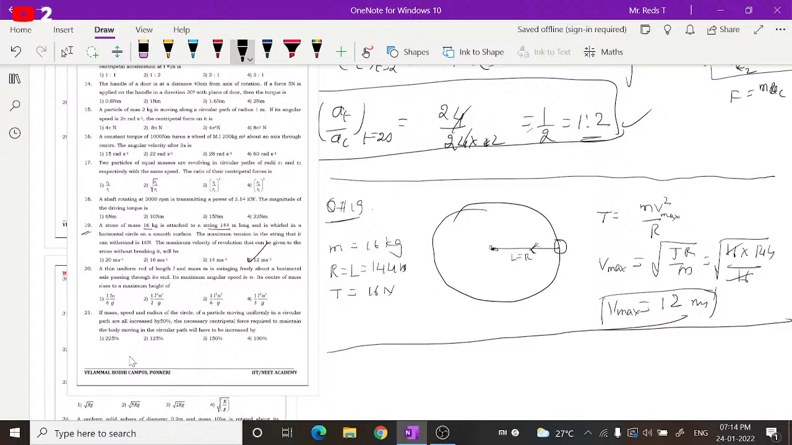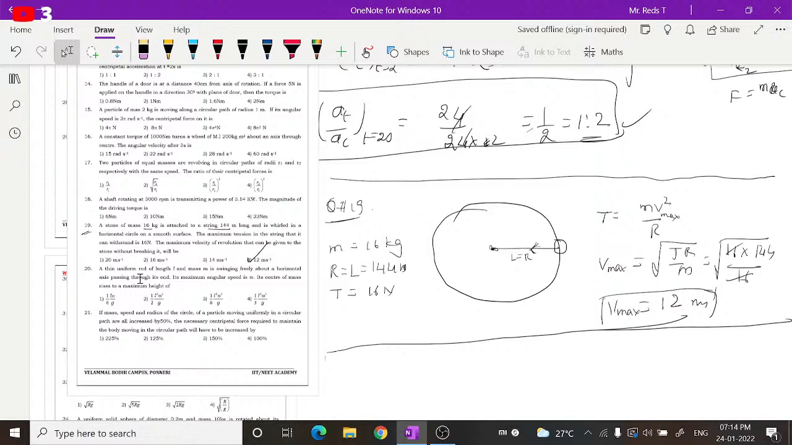So what is given here? Let us see this next. 21. If mass, speed and radius of a circle of a particle moving uniformly in a circular path are all increased by 50%. 50% does not mean doubled. So increased by 50%, not doubled.